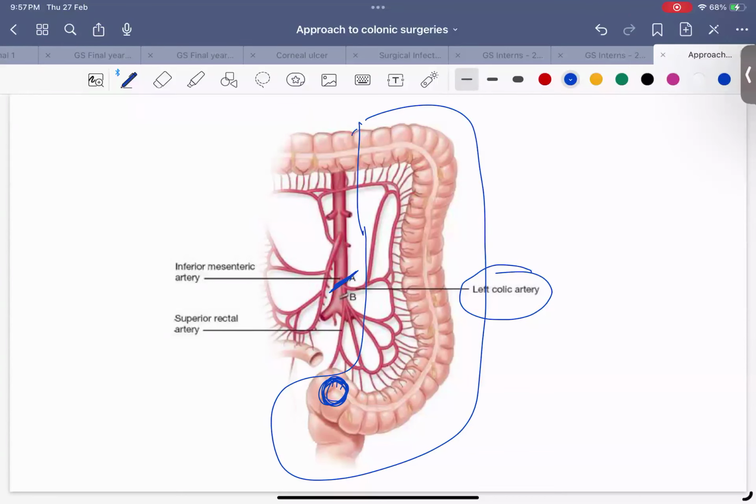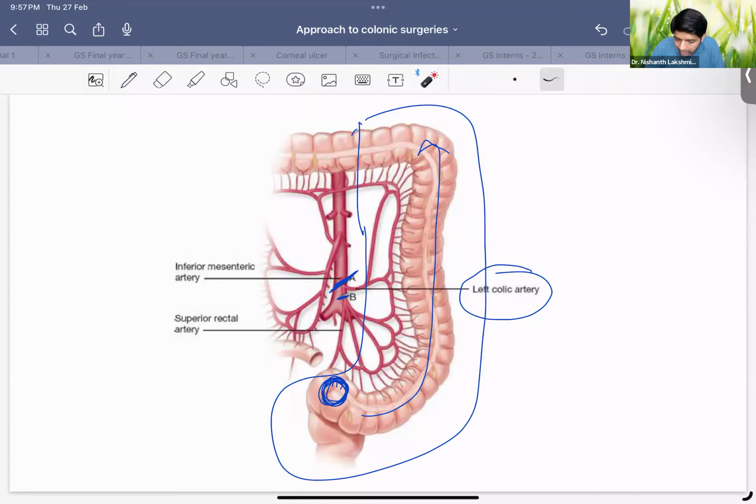Now, for this small tumor, do you want me to remove so much of the colon? I need not. So that is why they have said something called a low ligation. That means as soon as the left colic artery takes off, ligate it there. They have found out the survival is the same. So when it comes to inferior mesenteric artery, high ligation is not compulsory. They have found out that high ligation is not superior.